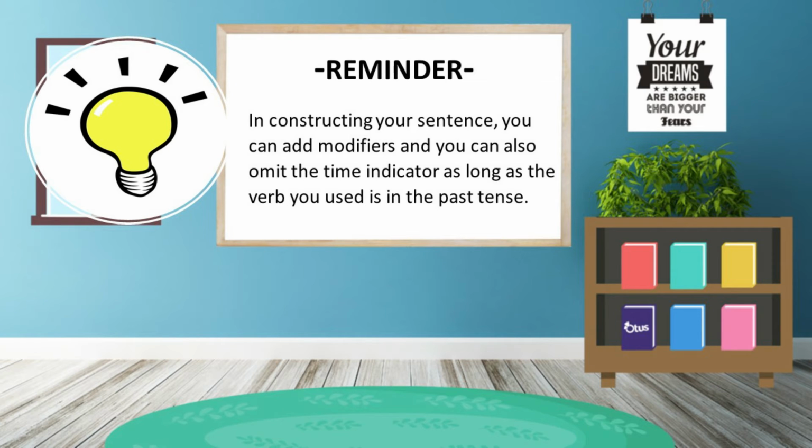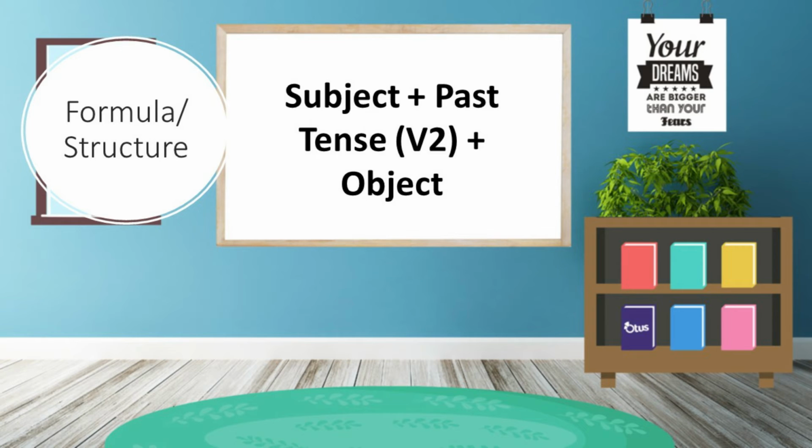Always remember that in constructing your sentence, you can add modifiers and you can also omit the time indicator as long as the verb you use is in the past tense. And this is the formula or the structure that we need to use. We have subject plus past tense plus the object.